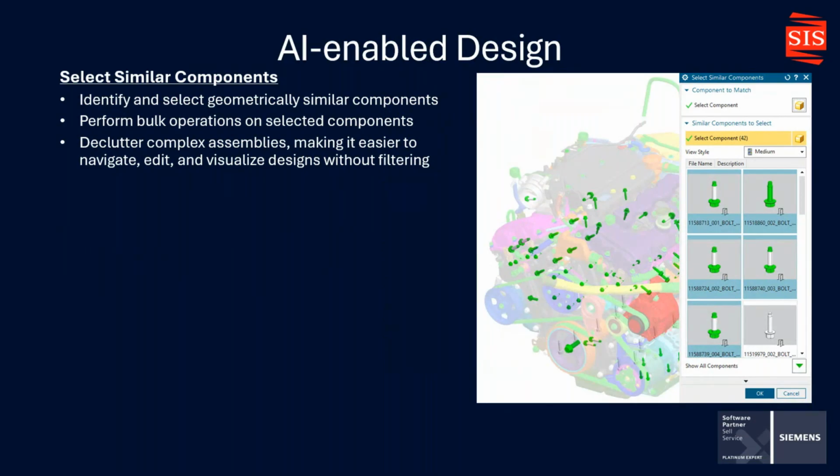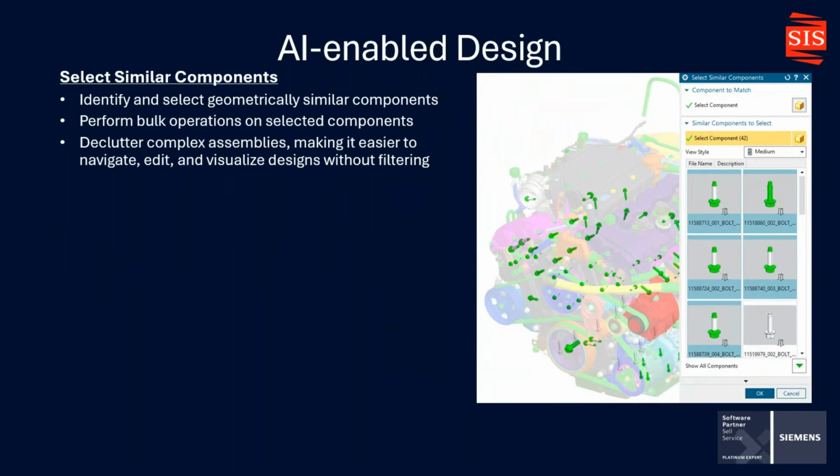The matching components will then be listed in a dialog here for you to review in case you need to add some additional ones, or remove some that may have been inadvertently selected. Once you click OK, you're going to have all those components selected, and then you can perform additional operations. For example, you could hide them.